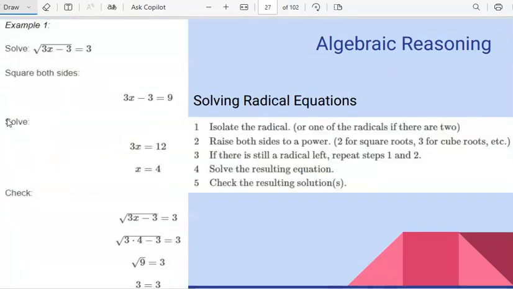Solving radical equations. Step 1: Isolate the radical, or one of the radicals if there are two. Step 2: Raise both sides to a power, 2 for square roots, 3 for cube roots, and so on. Step 3: If there's still a radical left, repeat steps 1 and 2. Step 4: Solve the resulting equation. And step 5: Check the resulting solutions to see if they're extraneous.